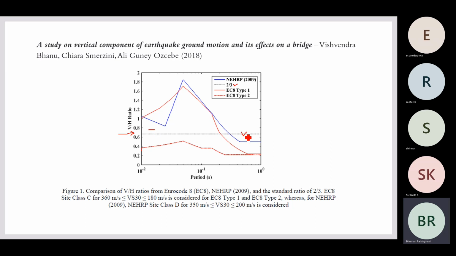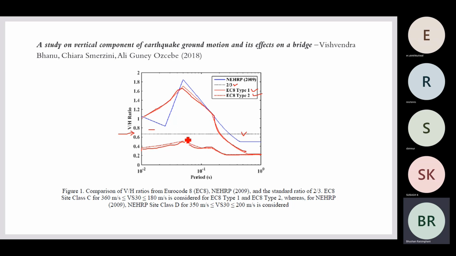So on one side it is overestimating the result, and on the other side it is underestimating the results. That is the reason that the Eurocode and any HRP code have defined two types of vertical earthquake response spectrum, type 1 and type 2, in which the high seismic zone has one response spectrum, and the low seismic zone has another response spectrum.